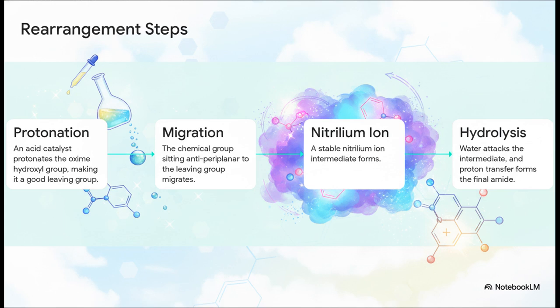With that water molecule primed and ready to bail, Step 2 kicks in, a concerted migration where the anti-periplanar group shifts straight over to the electron-deficient nitrogen. That drops us at Step 3, forming a nitrilium ion intermediate. Finally, Step 4, hydrolysis. Water attacks that intermediate, and after a quick proton transfer, you are left with your final N-substituted amide. It is such a clean, elegant process.